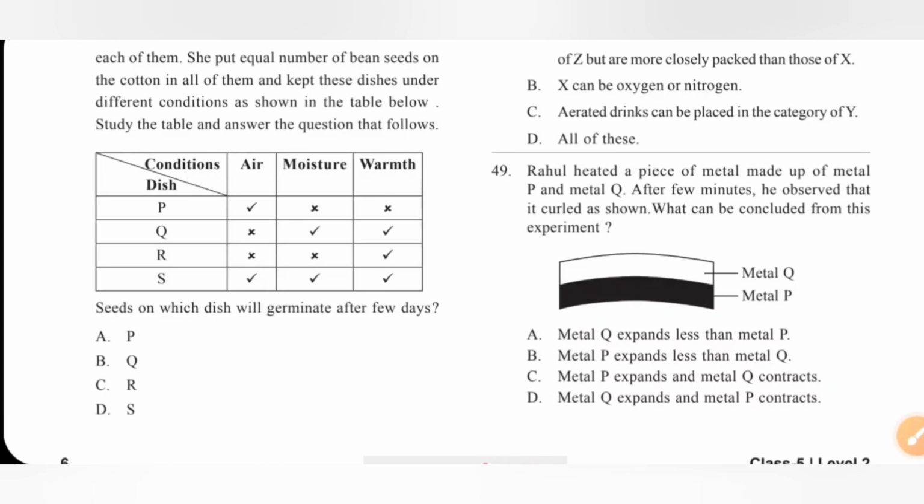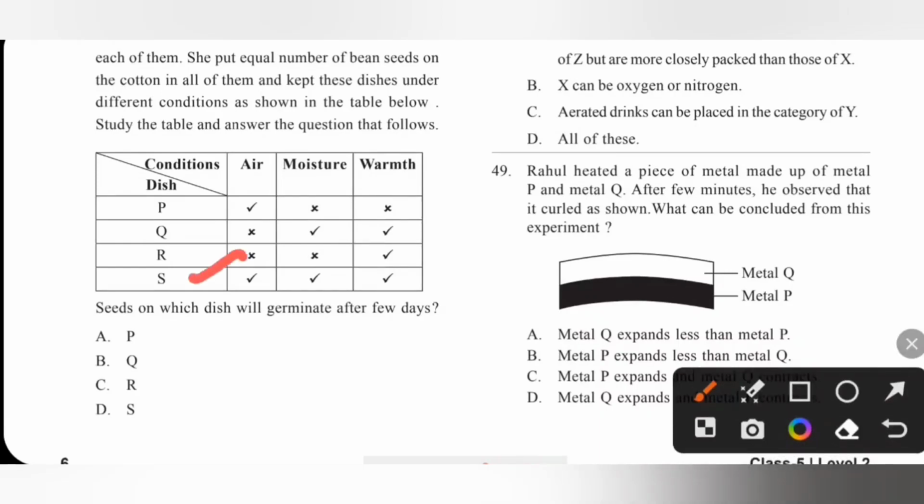For germination, seeds require air, moisture and warmth. Dish R is getting air, water and warmth, therefore these seeds will germinate. So option D is the correct answer. Option D.